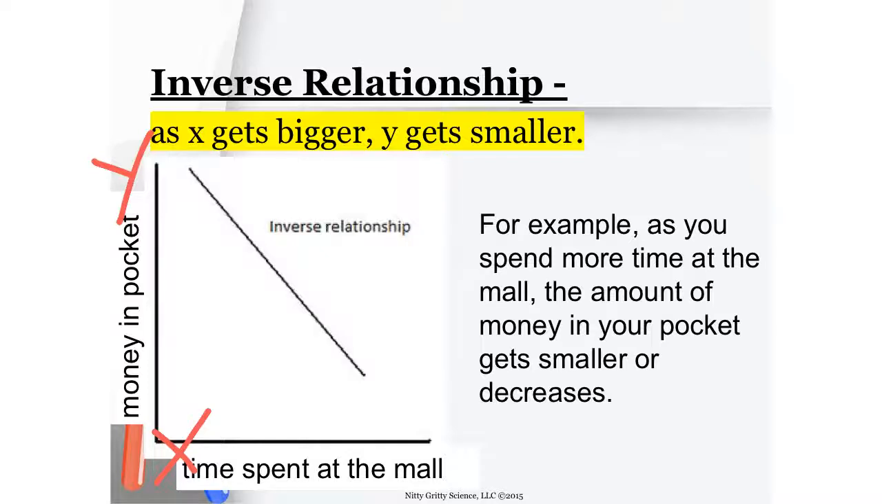So as an example, as you spend more time at the mall or more time shopping online, for example, the amount of money in your pocket gets smaller, or it decreases. So as I have more time at the mall, so 0, 1, 2, 3 hours at the mall, right? The money in my pocket is going to decrease, right? So let's say I have $0, 1, 2, 3, or 10, 20, 30 if you want to think about it that way. Then as I spend more time there, my money decreases.